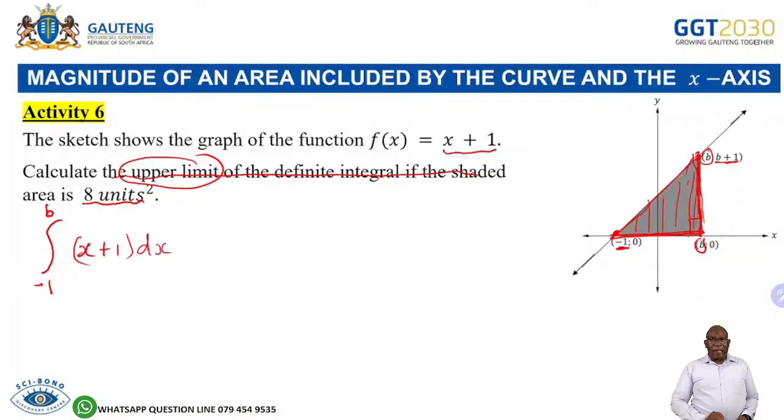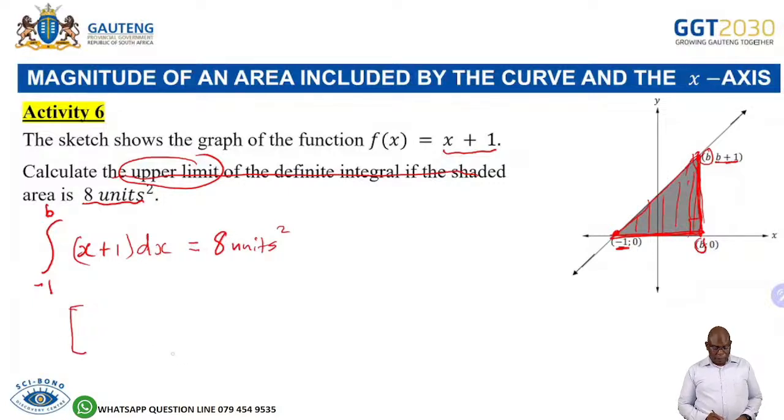But they said this whole area gives me 8 square units. So the area is given, and I don't think I'll have a problem with it. What I need to do first now is to integrate. So if I integrate this, I'm just going to put that.